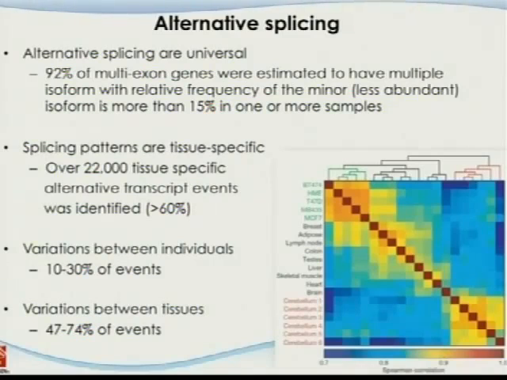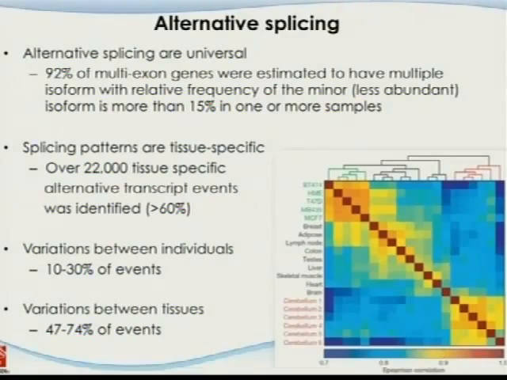So you can see clearly that there are variations within the tissue, across the different individuals, but they still cluster together. For different tissues, they varied greatly. This is another brain and the cell lines, and they cluster together. They found that variation of alternative splicing between individuals is 10 to 30% of events, and between tissues it is 47 to 74% of the events.